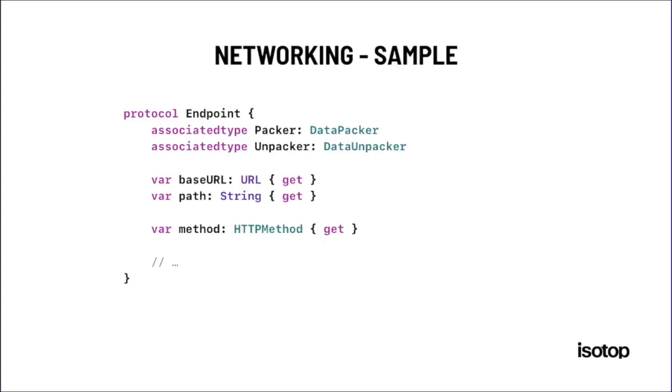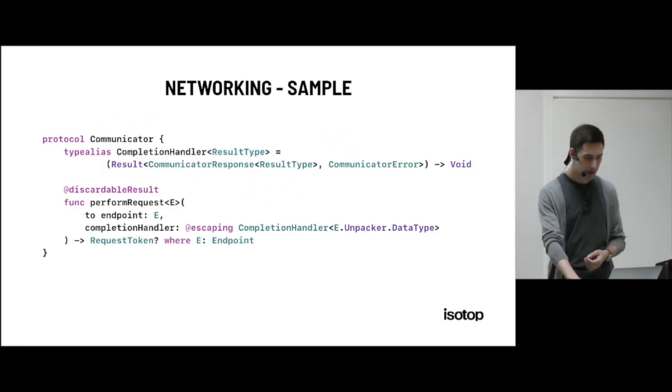And the first cornerstone of this API is this endpoint protocol. So this protocol basically describes an endpoint in the API. So you have the base URL where the host is located. You have a path to look up, the HTTP method to perform. And it also declares some associated types in the form of a packer and unpacker, as we call them. These are used for either encoding the request body before sending it up to the API, or it decodes the response that you get back. I've left some things out for brevity, because it would be too much to list here.